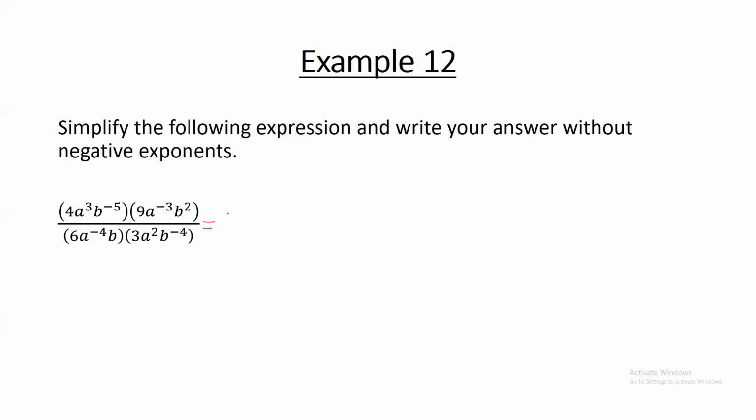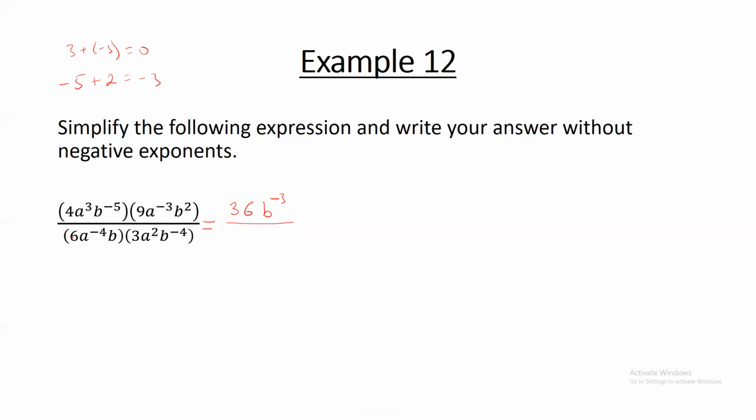So 4 times 9 is 36. When we multiply the a's, 3 and -3 actually equals 0. So the a's completely cancel. And b, -5 plus 2, when we add the powers, right? -5 plus 2 is -3. So that's b to the -3. Again, there's no point of writing a to the power of 0 because a to the power of 0 equals 1, and multiplying by 1 doesn't change anything. That's what I meant earlier when I said that it canceled.